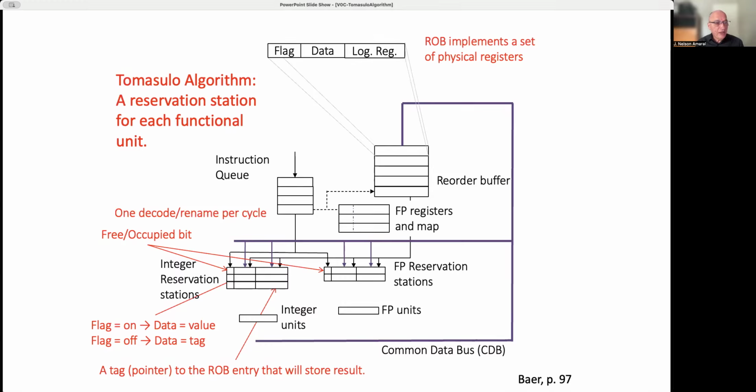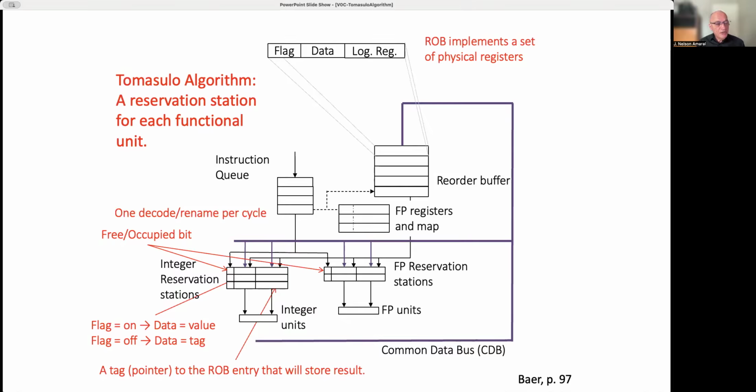And there is also a tag or a pointer to indicate which is the entry of the reorder buffer that will store the result that's computed by the functional unit. And that tag or pointer is what will be broadcast with the value once the computation is done, so that that value can then be captured either by the reservation stations or by the reorder buffer.